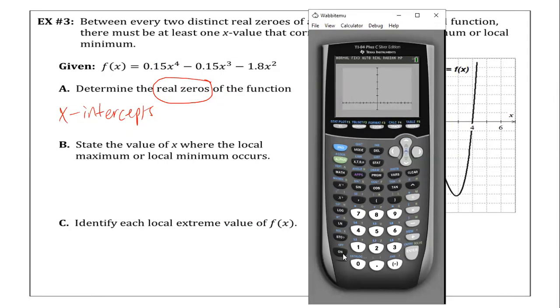I need to change. Anytime you want your graph to stop thinking, you just press the on button and it allows you to change whatever it's doing and make it stop thinking. So I'm going to press zoom. I'm going to go back to my standard window.